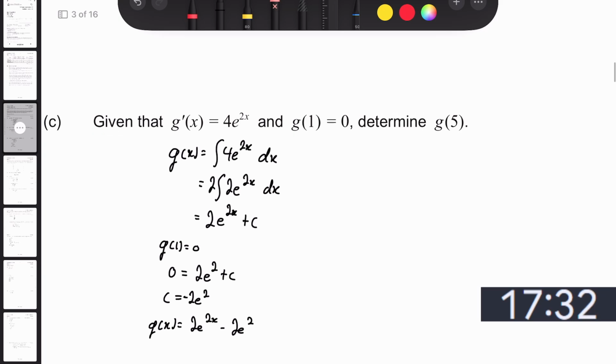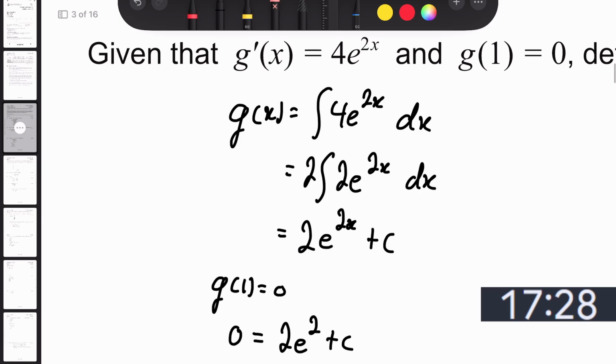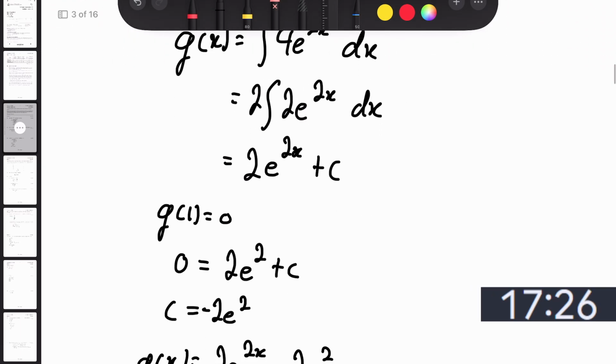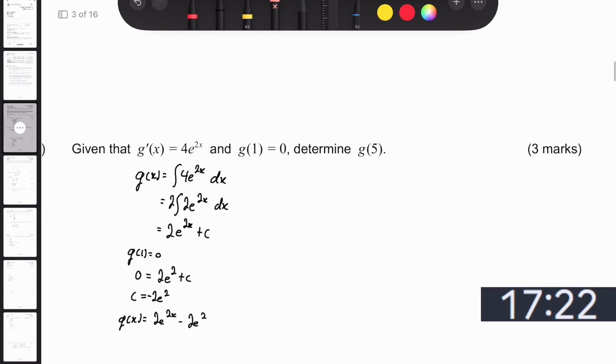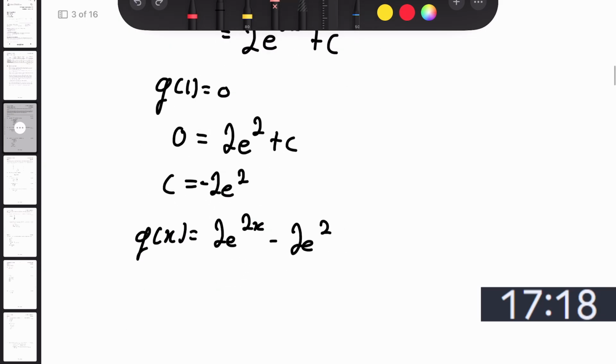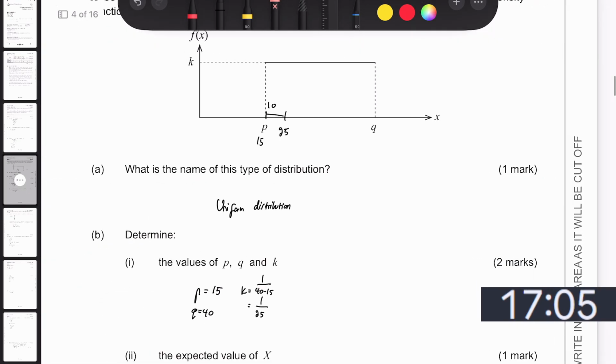Determine g of x, g of 1. So then the antiderivative. Okay. Oh, determine g of 5. Good thing we caught that. So that'll be e to the 10 minus 2e squared. I think that's all good.